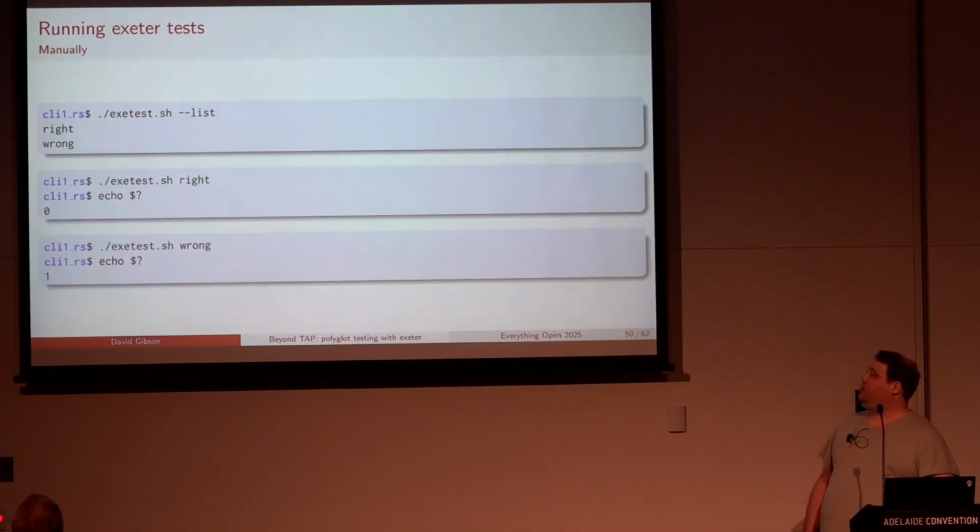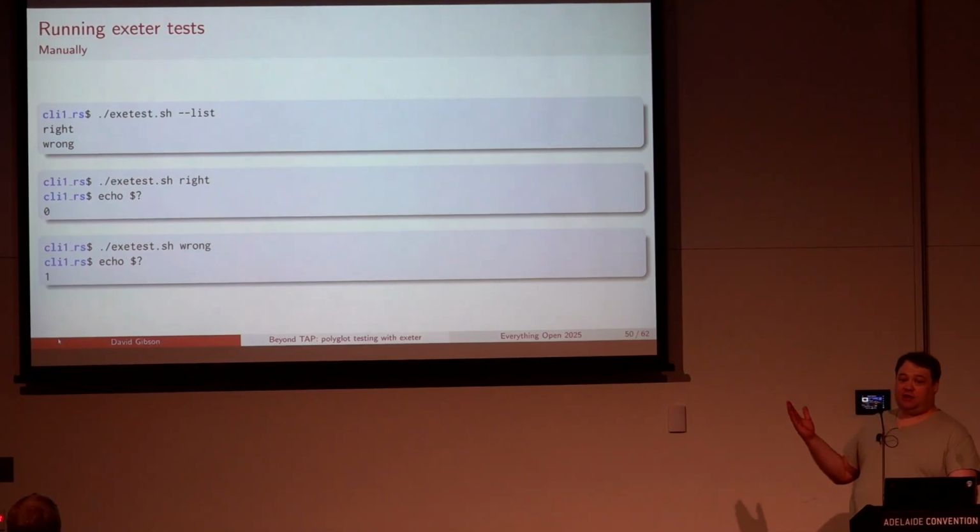So you can invoke this manually if you really want. So you can get the list. There's two tests, right and wrong. You can run the right test. It passes, exited with 0. You can run the wrong test. It fails. These are so simple that there's no diagnostic. You can print out anything you want as diagnostics, but you don't have to. Obviously, that's a pretty awkward way to run things.